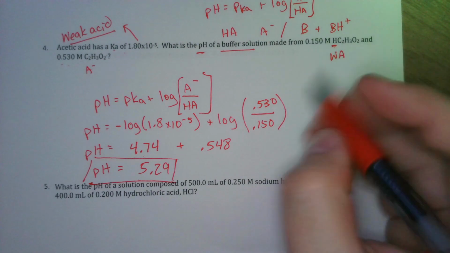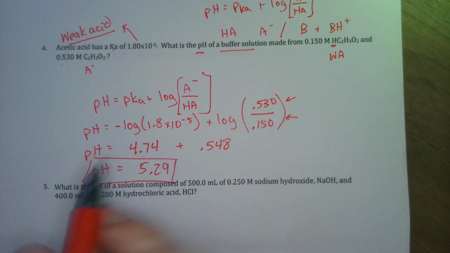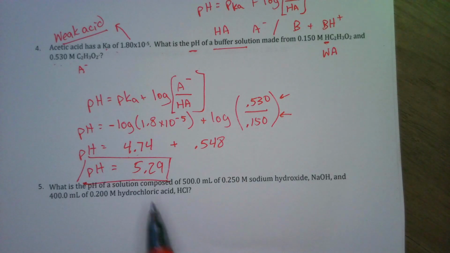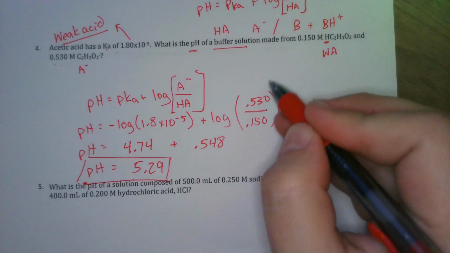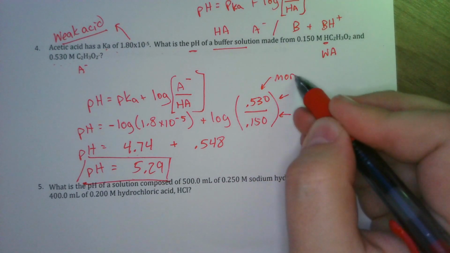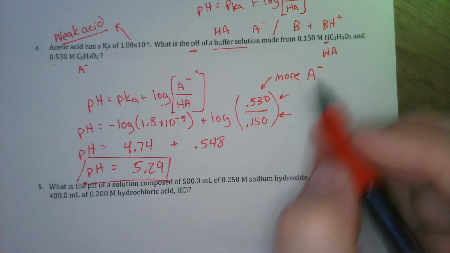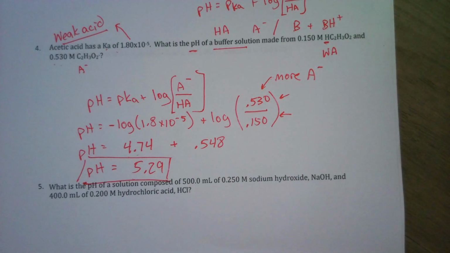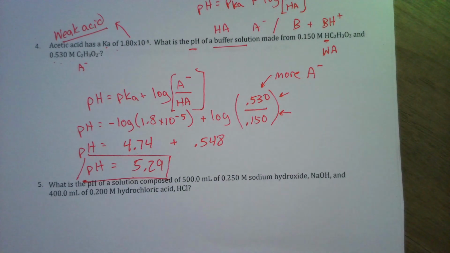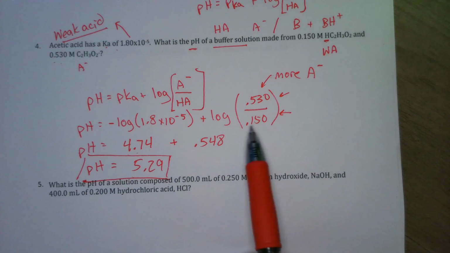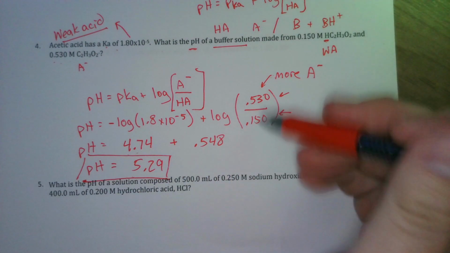So if these numbers are identical, the pH and pKa will be the same. But in this case, this number is bigger, I have more base than I do acid. And that just means my pH should go up, because having more base than acid will make your pH increase. So I always like to check my work at the end of a Henderson-Hasselbalch equation to make sure I didn't flip these numbers or something.